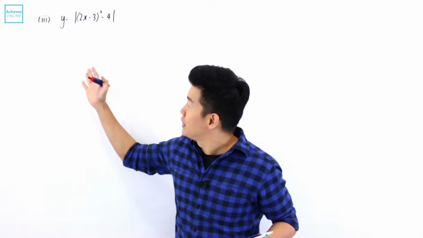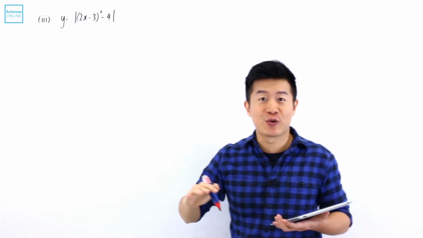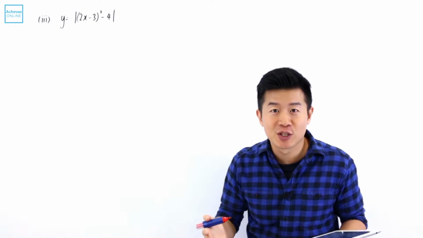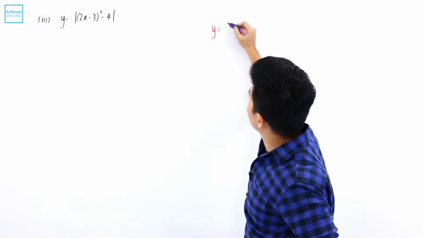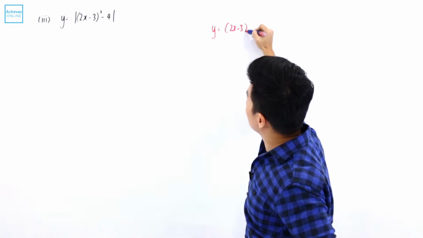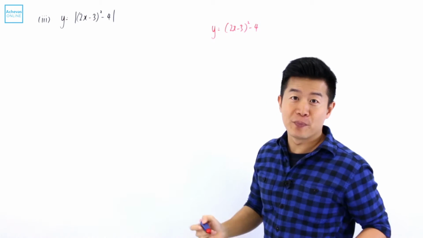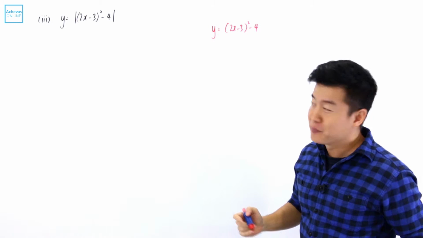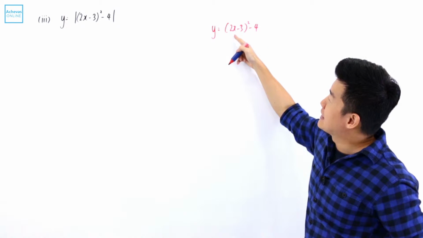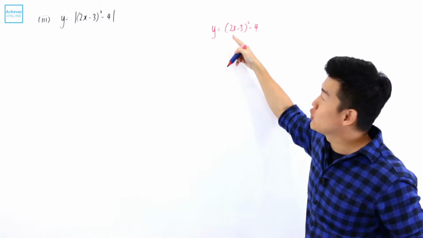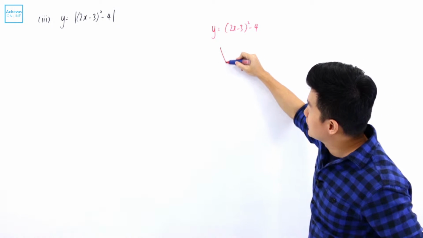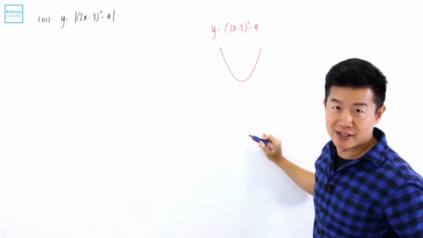To sketch a modulus graph, it is good to try to sketch the graph without the modulus first. So let's do that, which means I'm going to sketch the graph of y equals (2x minus 3) squared minus 4. This is a parabola. From observation, the coefficient of x squared is positive 4, so this parabola is going to be a smiley face.